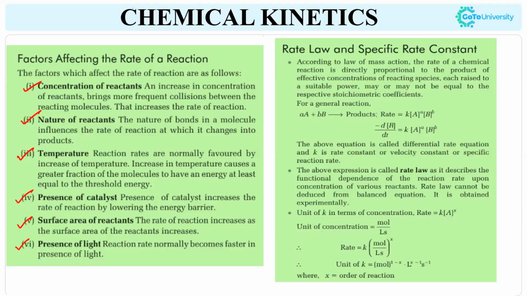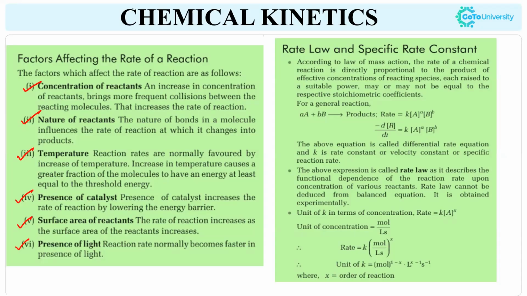First one, concentration of the reactant. We know that every chemical reaction takes place by the collision between the reactant molecules, right? That is collision theory. Collision means the particles should hit each other, right? But all the collisions will not lead to the reaction. There should be some successful collisions.